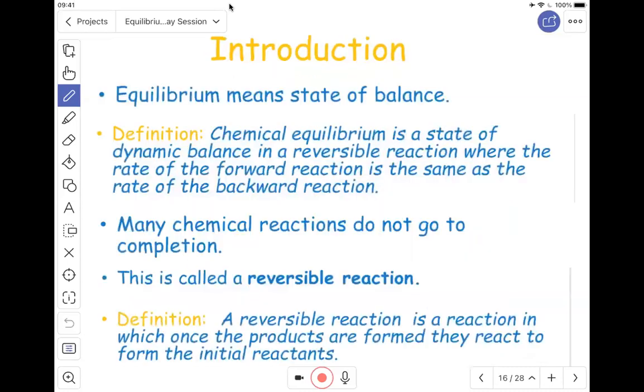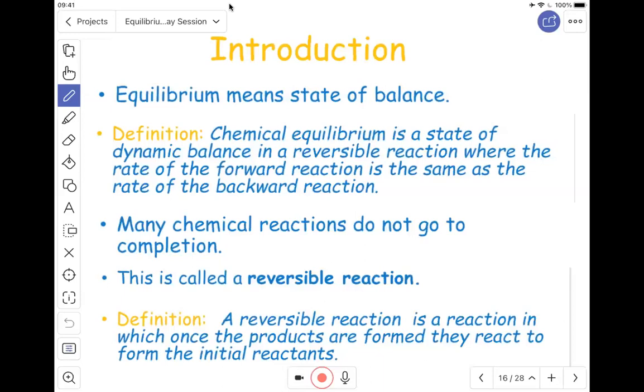So, equilibrium, an introduction. What is equilibrium? Equilibrium basically means a state of balance. I always say equilibrium is like a seesaw. The left side of the seesaw is the reactants, the right side is the products. If you do something to your reaction, whether you heat it up or change concentrations, it's going to cause your seesaw to sway towards one of the sides.